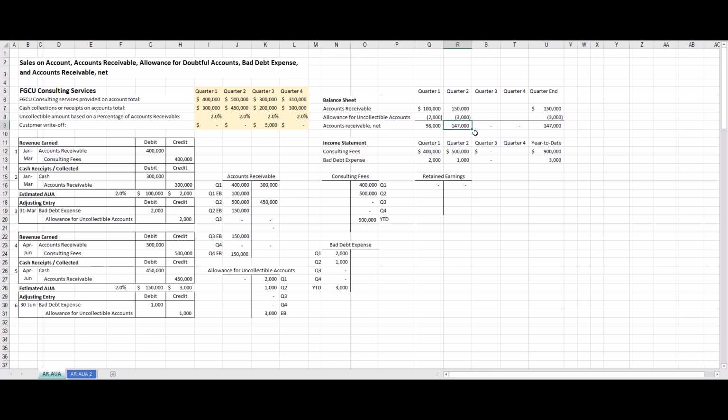Notice that with the income statement, consulting fees were $400,000 for the first quarter, $500,000 for the second quarter, so we have a year-to-date total of $900,000. On the other hand, bad debt expense was $2,000 for the first quarter, $1,000 for the second quarter, and as a result, $3,000 year-to-date. Income statement amounts for year-to-date always represent the total of all quarters being reported.